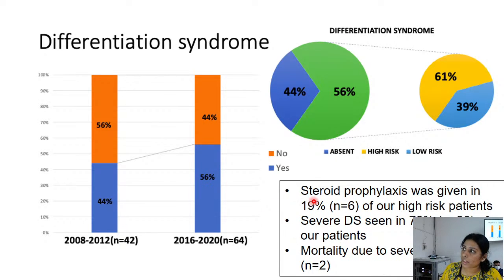Steroid prophylaxis was given in 19% of our high-risk patients. Severe differentiation syndrome was seen in 72% of our patients. Mortality attributable to differentiation syndrome was seen in 2 patients, one from the previous cohort and one from the recent cohort.